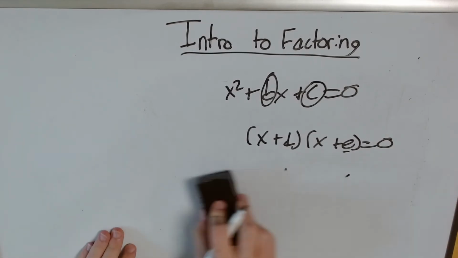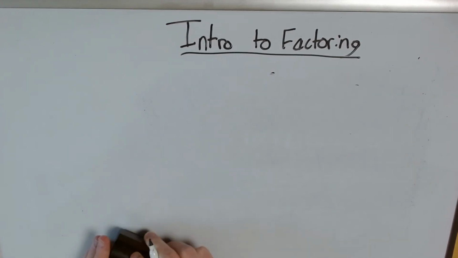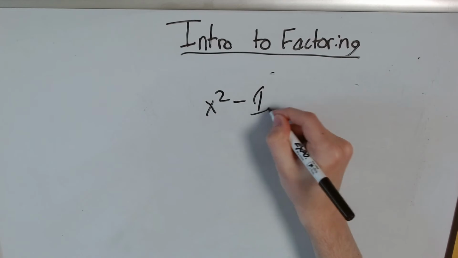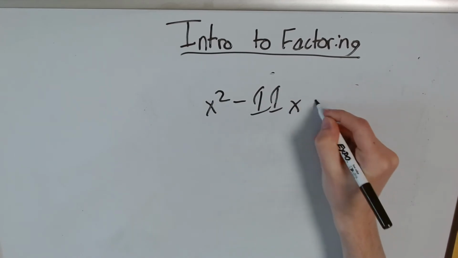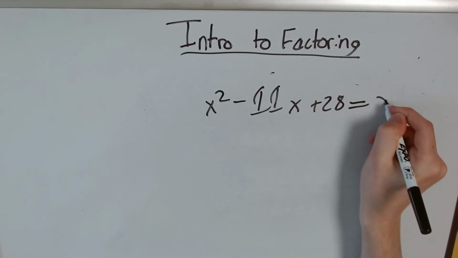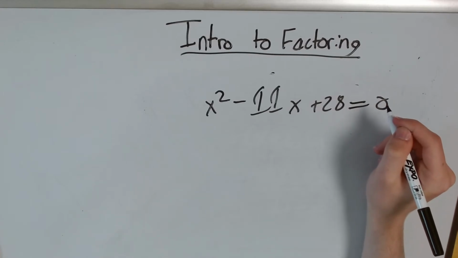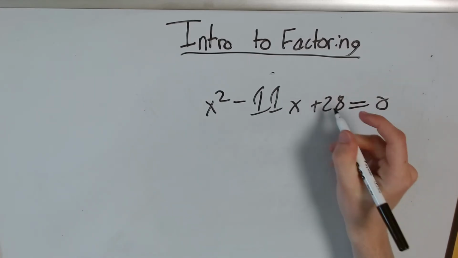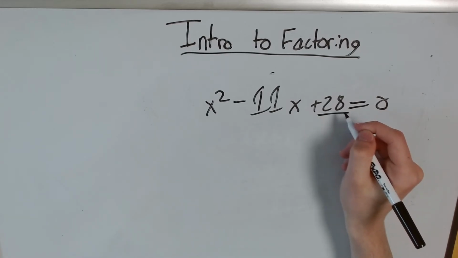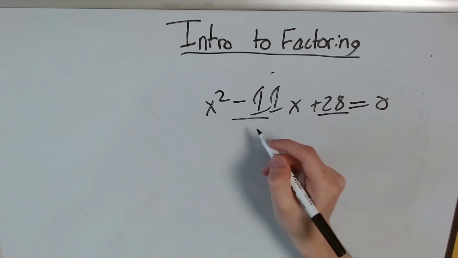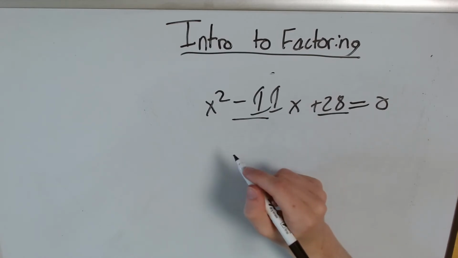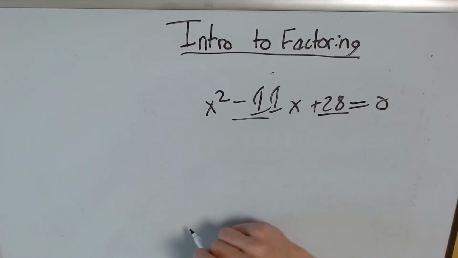Let's do some practice with this. Let's say it's something like this. X squared minus 11x plus 28 equals 0. I want to factor this, right? So I know that my factored form is going to have two numbers that multiply together to get 28, but add together to get negative 11. What numbers do that? Well, let's think about the factors of 28.